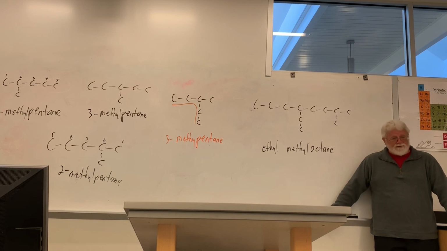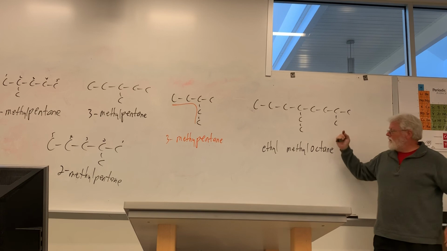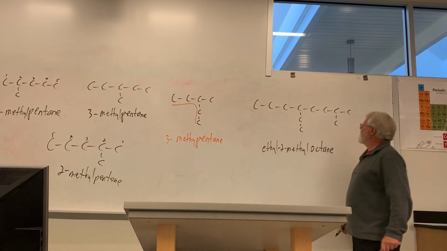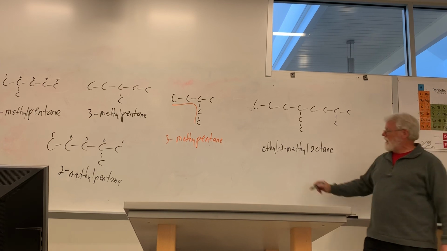And yes, we have to specify where they are. The methyl group is on carbon 2. The ethyl group is on carbon 5.